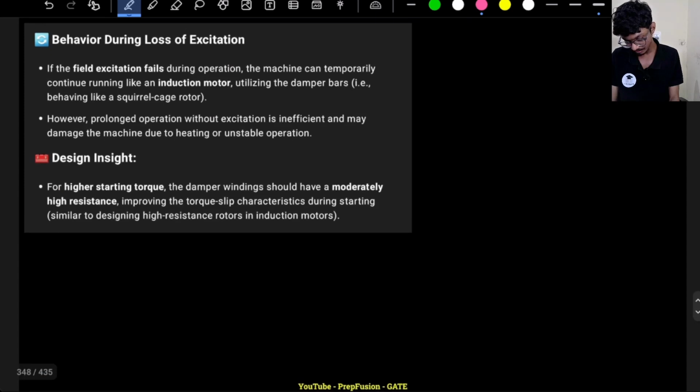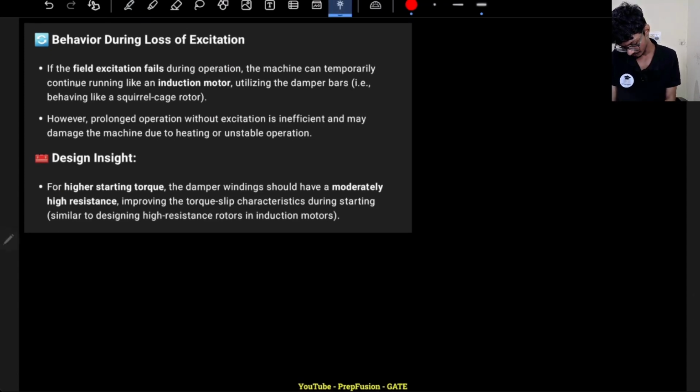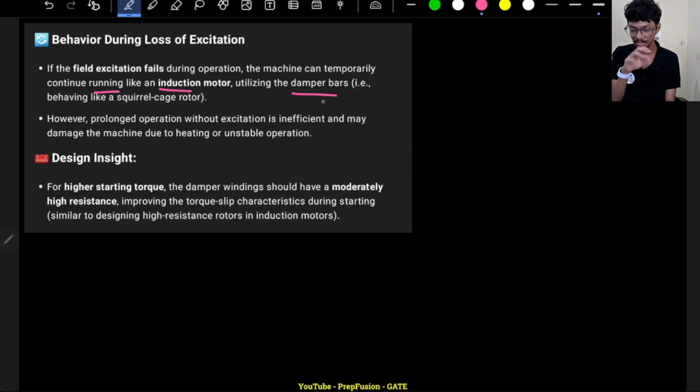So now let's discuss, okay, a few other things. Behavior of loss of excitation. If the field excitation fails during operation, the machine can temporarily continue running as an induction motor, utilizing the damper windings. So basically, if let's say my field windings are not providing current, so there is no north pole, south pole in field windings. So due to the presence of damper bars, temporarily my synchronous machine can work as an induction motor. Temporarily, okay, it can work as an induction motor.